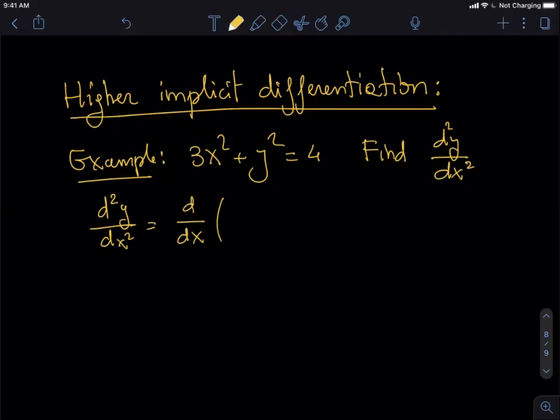d dx of dy dx. That's what the notation means. It's the second derivative. Sometimes we see it written just as y double prime. Okay, so let's do this.